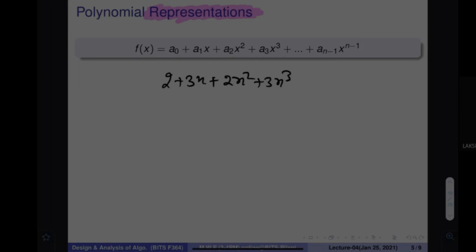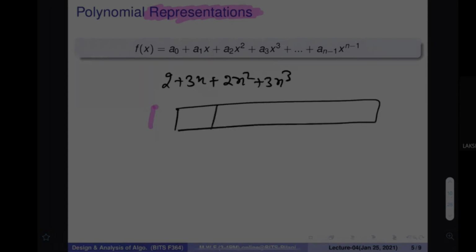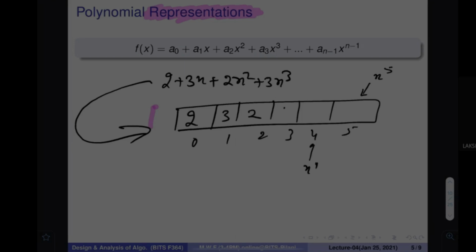So one way is this, that you can create an array. You say that at the zeroth location, first location, second location, third location, fourth location, fifth location, everywhere you say that it is x to the power. This is the coefficient with respect to x to the power 5. This is the coefficient with respect to x to the power 4, and so on. So this thing can be represented as 2 3 2 3 0 0, or we can say 2 3 2 3 0 0 0 0. Same way, very simple.